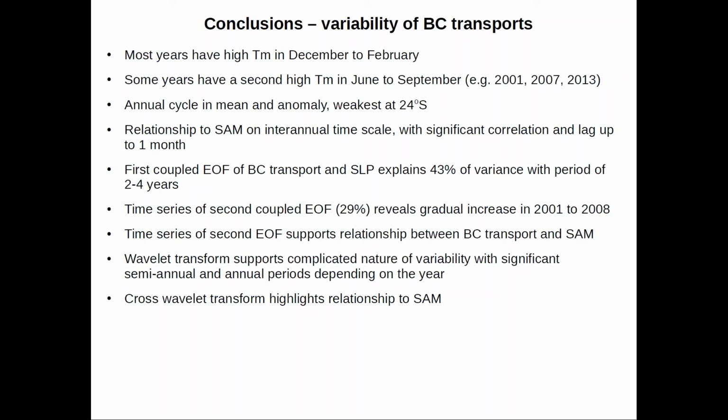The wavelet transform supports the complicated nature of the variability with significant semi-annual and annual periods depending on the year and also the latitude. And the cross-wavelet transform again highlights that there's some relationship to SAM, but because of the shortness of the time series, it can't reflect the 2001 to 2008 slope. But it showed something at the 24 months periodicity.